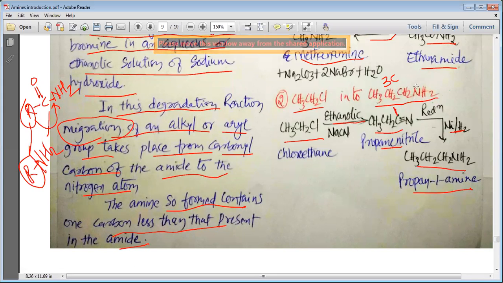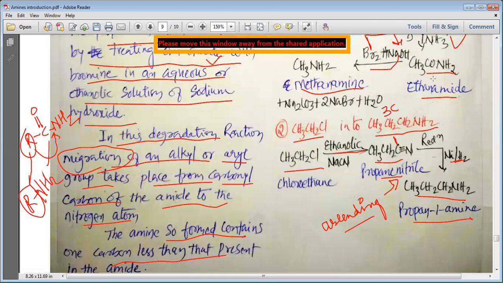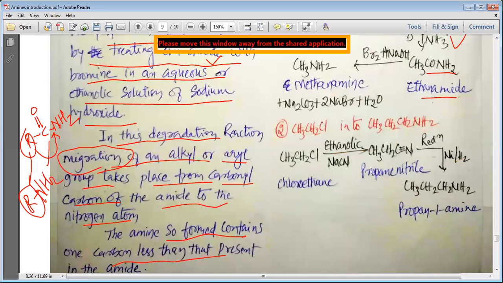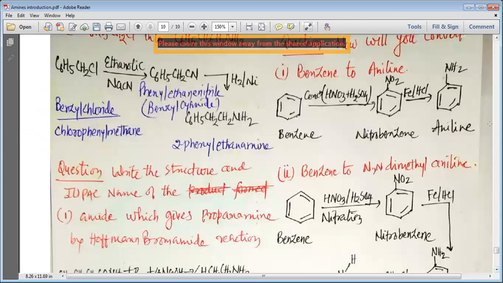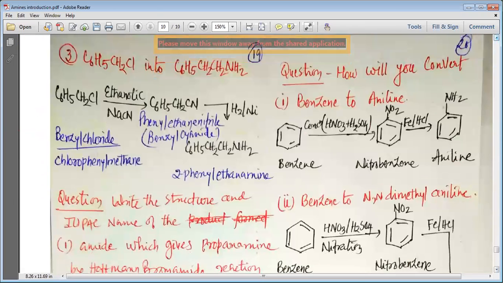So here you can see that we have seen the example of ascending and descending series. This is the example of ascending series. So when we have the ascending series, we use the nitriles, but when we have the descending series, my dear students, we descend the number of carbon from amide to amine by the Hoffmann bromamide degradation. I hope now the increasing and decreasing series must have been understood by you. If you have any doubt, you can stop me at any time and ask.